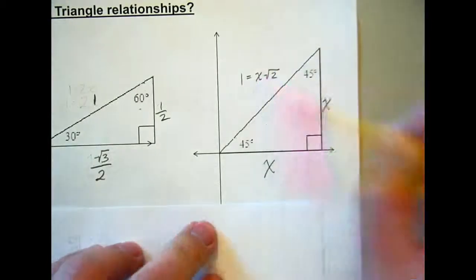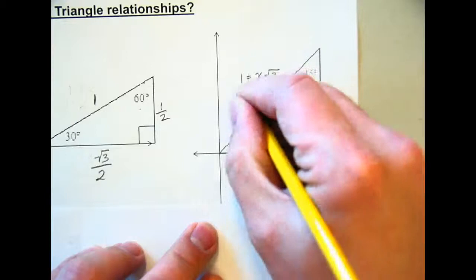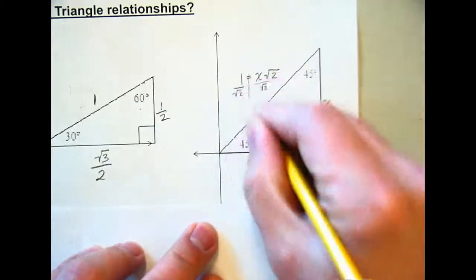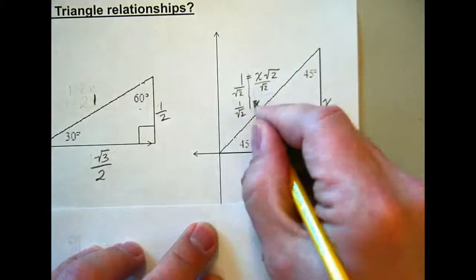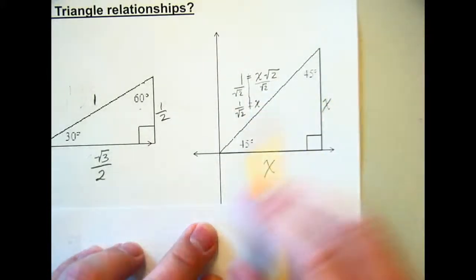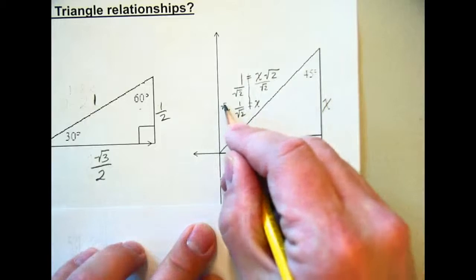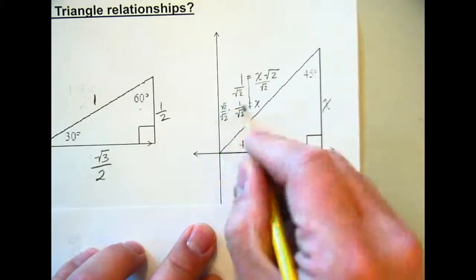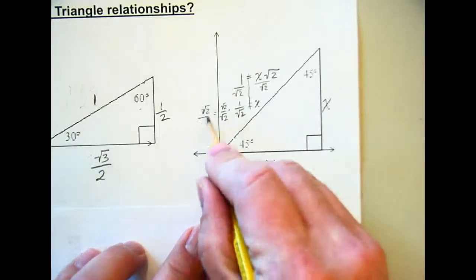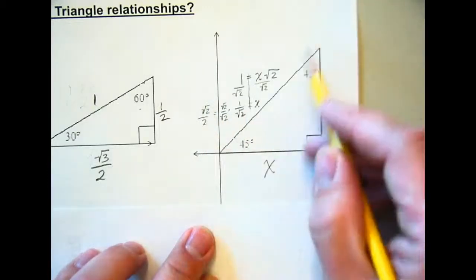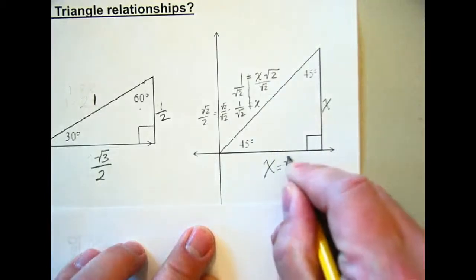Going over here, we divide both sides by root 2. You end up with x equals 1 over root 2, which then we can't have a radical in the denominator. We've got to rationalize it. So we multiply this side by root 2 over root 2 to give us 1 root 2 over 2. So here, when the hypotenuse is 1, x is equal to 1 root 2 over 2.